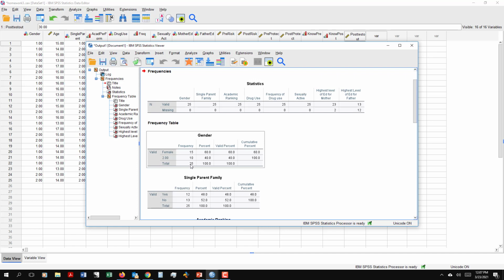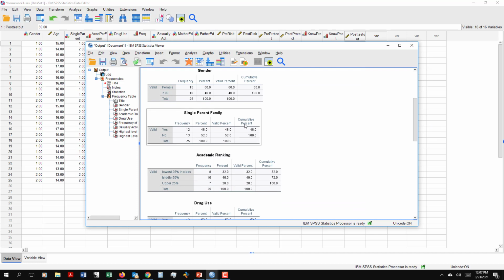We have gender. We have a total of 25 that answered the question for gender. We have 15 who are female. We have 10 who are male. So 60% of those participating are female. In our single parent family status, are they in a single parent family? Almost 50-50. We've got 48% who say yes, we've got 52% who say no. All 25 answered the question.